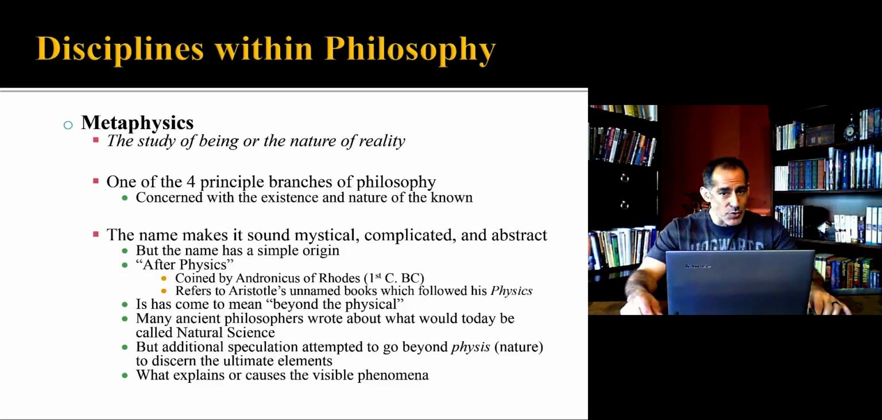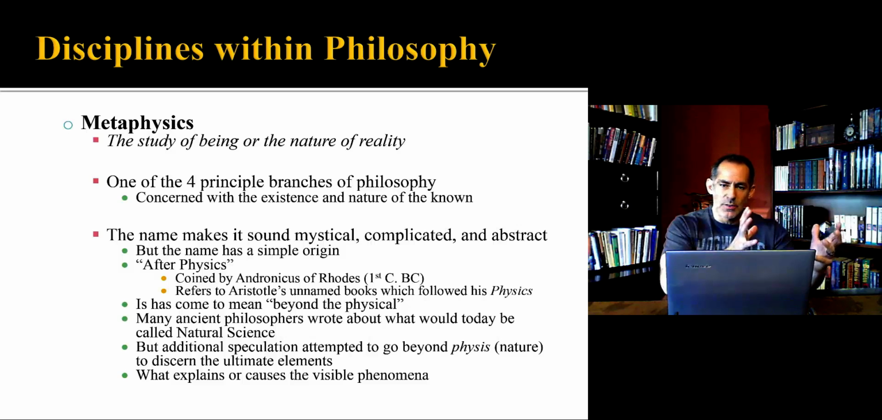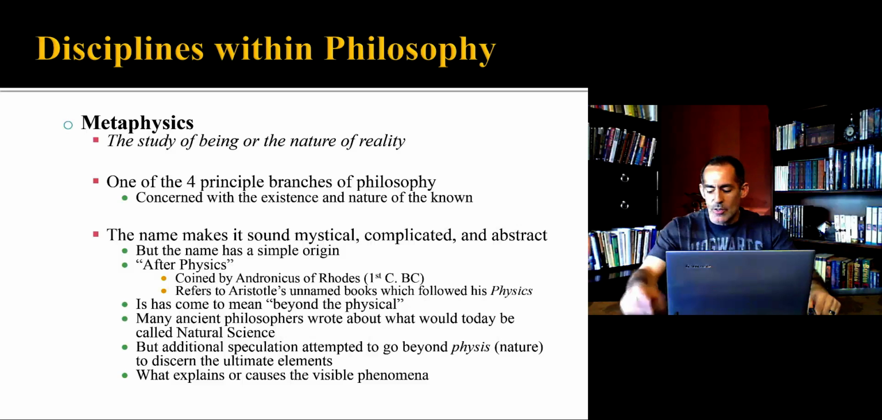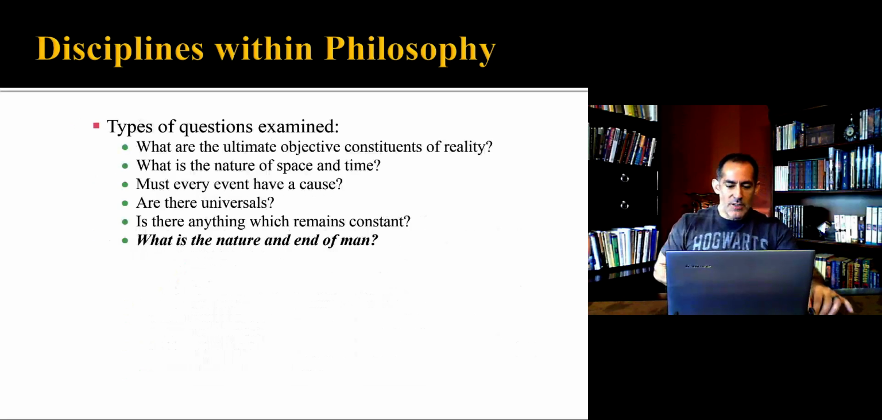Second discipline, or major discipline within philosophy, is what we call metaphysics. This is probably the most abstract of the branches of philosophy. It's the study of being, or the nature of reality. So it's got some very lofty goals. And its name does sound complicated, but it actually comes very simply from the writings of Aristotle that were compiled by his students. Aristotle wrote on the physical world, called the Physics, and then his students grouped a number of other writings after the Physics, and they were simply called Metaphysics, those that followed after the Physics. But again, the branch of metaphysics today is going to deal with questions like, what are the ultimate objective constituents of reality?